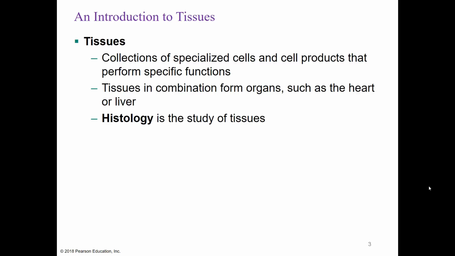So tissues are defined as collections of specialized cells and their products that will perform very specific functions or jobs. Tissues that group together will form organs like the heart or liver or lungs. Histology is the study of tissues.